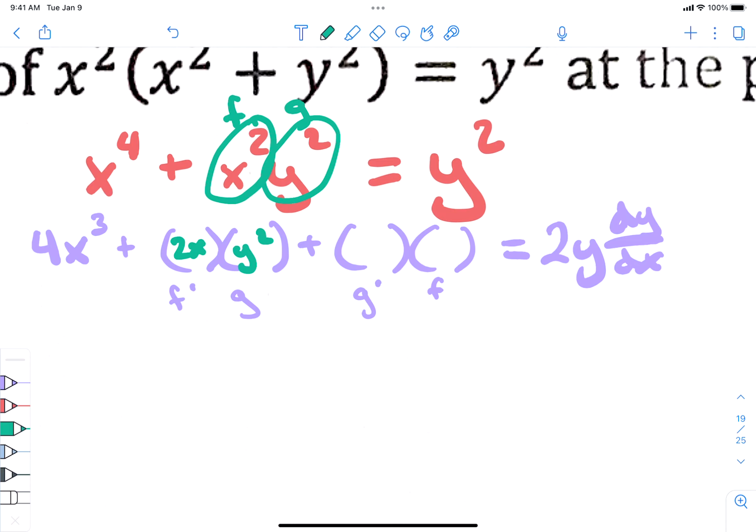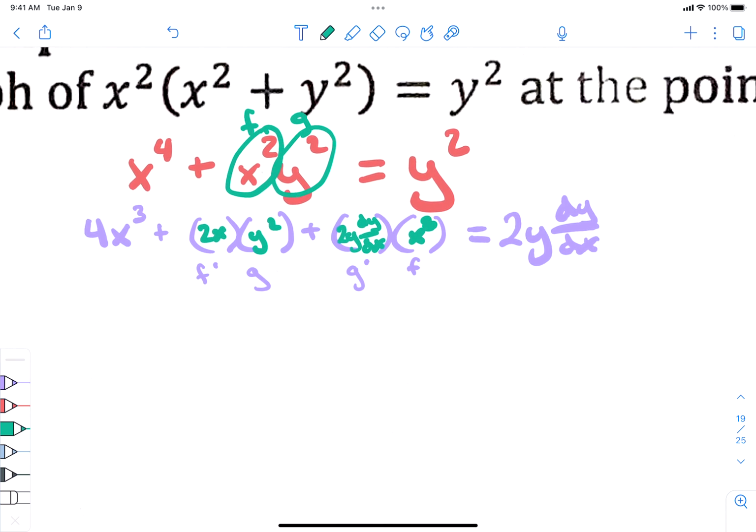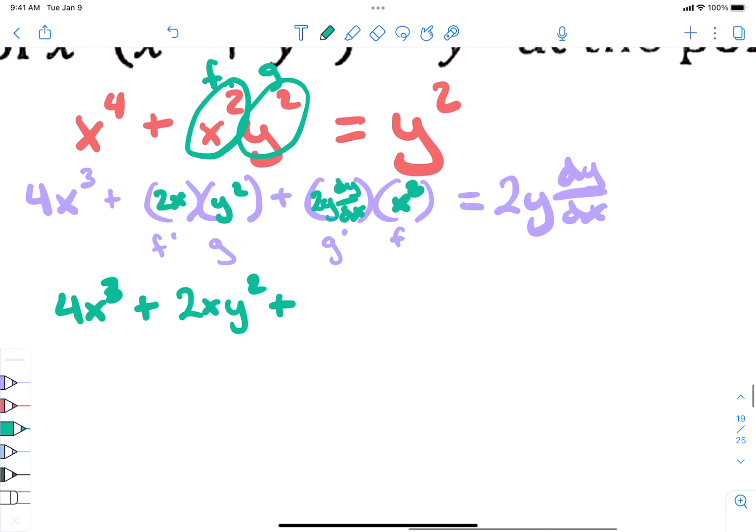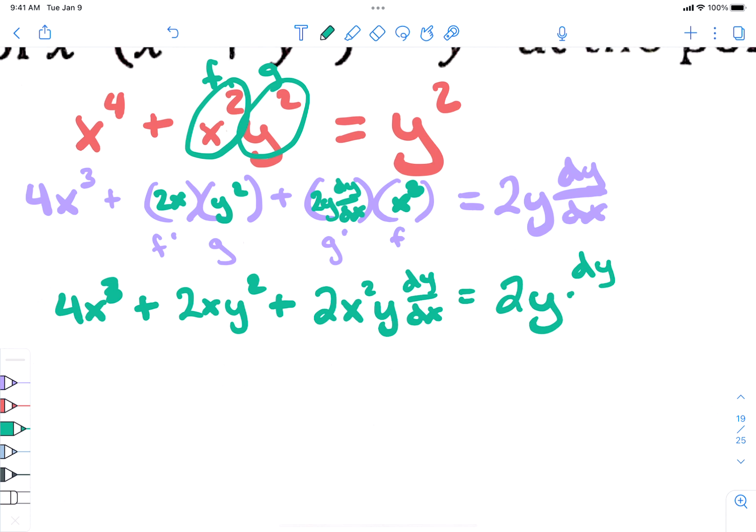Don't you need a dx or dy? No, that's for g prime, when we're taking the derivative of g. So g prime is 2y dy dx, and f is just x squared. All right, let's simplify our parentheses here. We've got 4x cubed plus 2xy squared plus, I'm going to write it as 2x squared y dy dx, because I like to put it in that order, equals 2y dy dx.